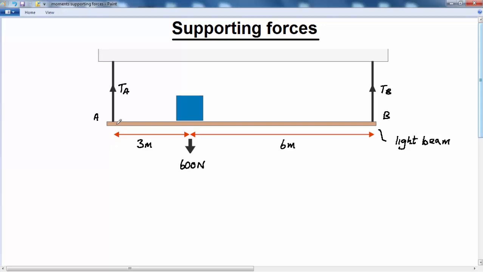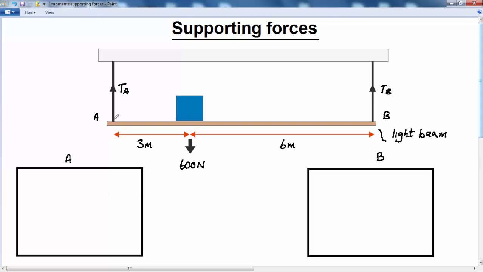So first of all, we're going to imagine that the beam and the load are able to rotate around this point here. So this acts as a pivot point, and we'll calculate the moments around pivot point A, and then we'll do the same for pivot point B. Now the plank, load and supporting cables are in equilibrium. Nothing's moving, so everything is balanced.